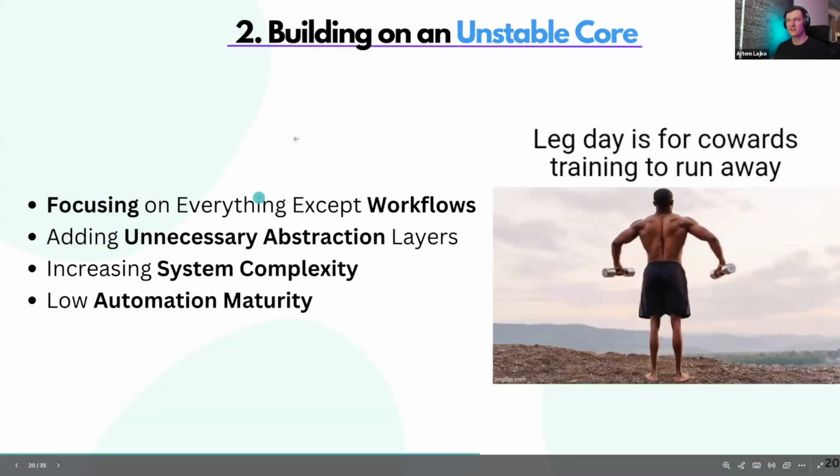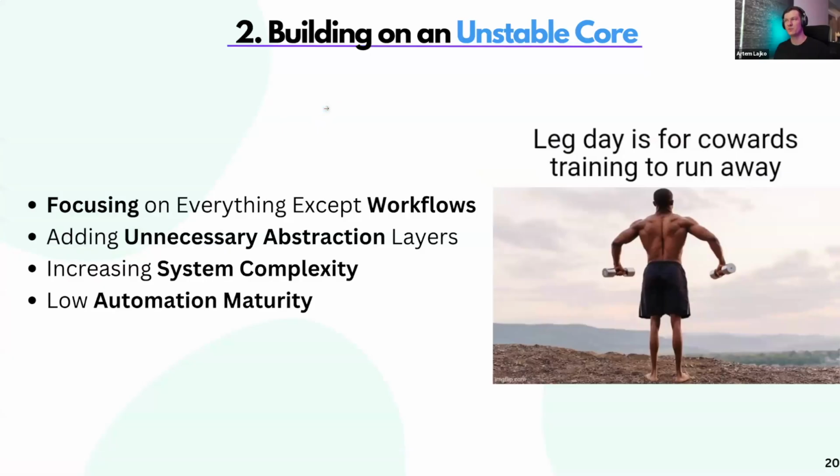The second pitfall we found is building on an unstable core. If you focus on everything but your workflows and their pain, and you just put an abstraction layer over an abstraction layer over an abstraction layer, you create a complex system nobody is able to handle. In most cases, as a good friend of mine likes to say, complexity comes not from technology, it comes from requirements and abstraction layers. So if you build on an unstable core already, you will get problems.